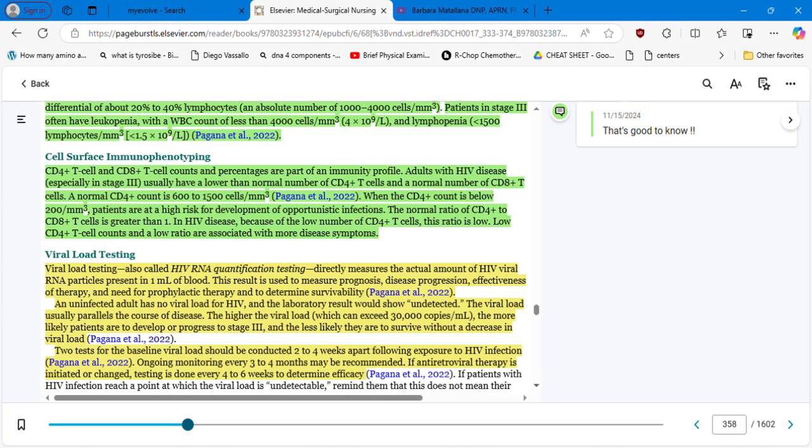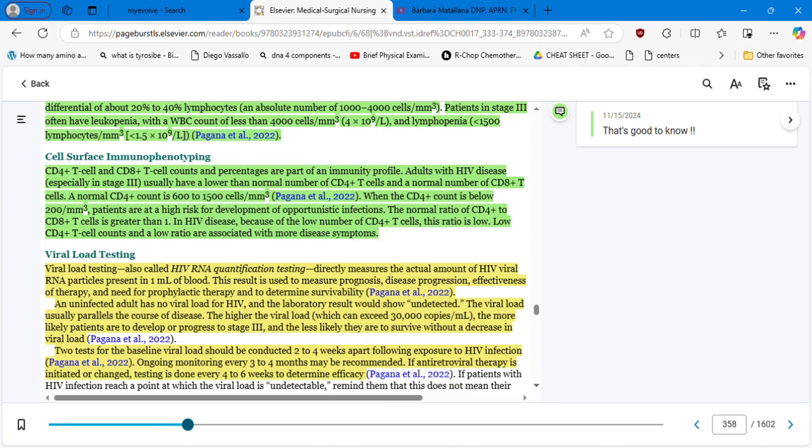Okay, so a normal CD4 count is 600 to 1,500. And when the CD4 count is below 200, patients are at high risk for developing opportunistic infections. And as we've been repeating, below 200 is stage 3. The normal ratio of CD4 to CD8 is greater than 1. In HIV disease, because of the low number of CD4 T cells, this ratio is low. Low CD4 T cell counts and a low ratio are associated with more disease symptoms.